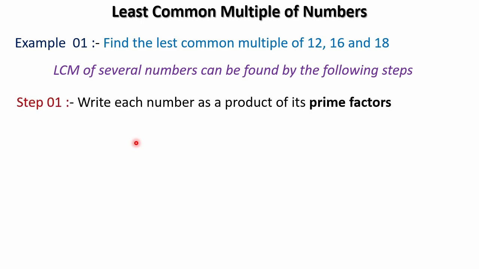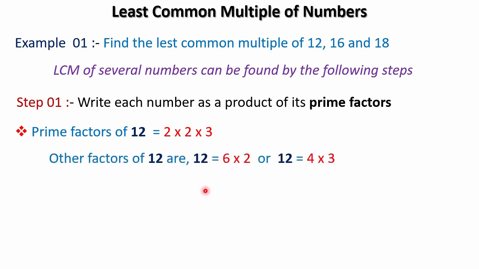The first step, we have to write the prime factors, that means the product of prime factors. The given numbers we have to write as prime factors. So the prime factors of 12, we have to write 2 into 2 into 3. If you consider other factors of 12, 6 into 2 and 4 into 3 are also factors, but 6 and 4 are not prime numbers, so we don't write like this. We'll write 2 into 2 into 3 because 2 and 3 are prime numbers.